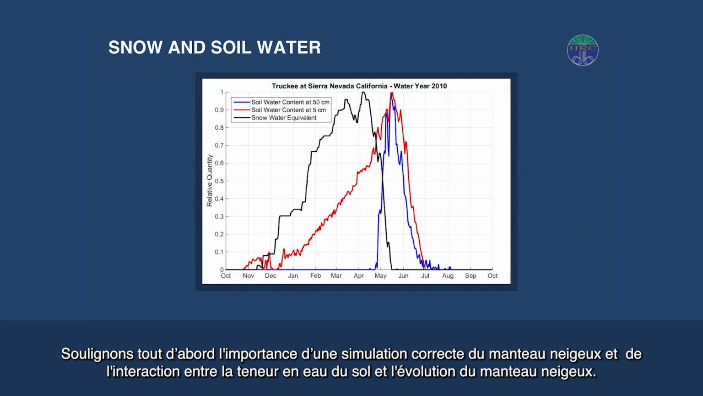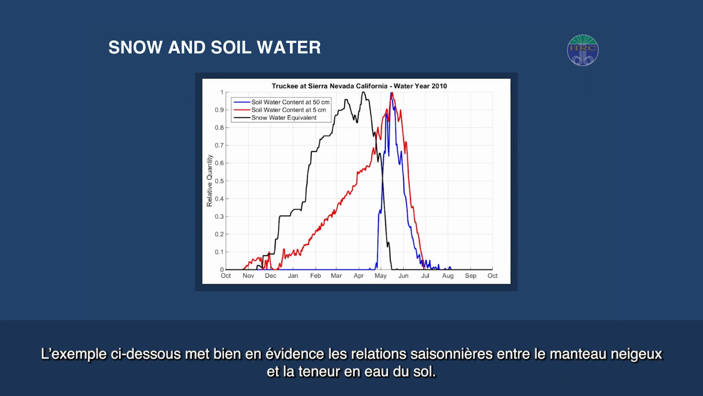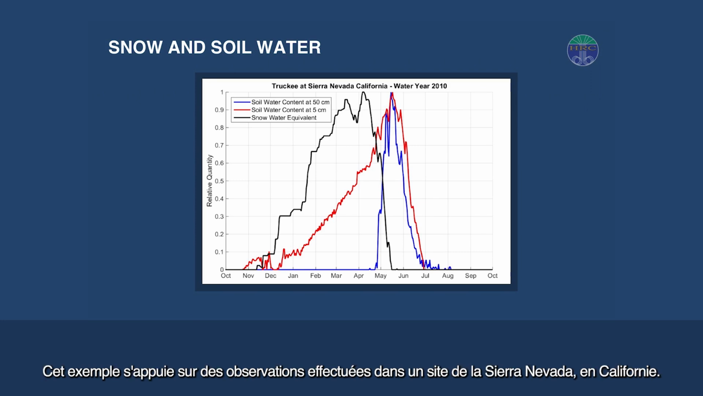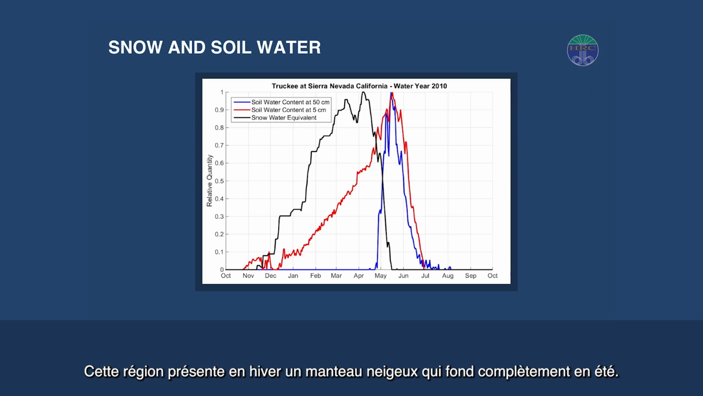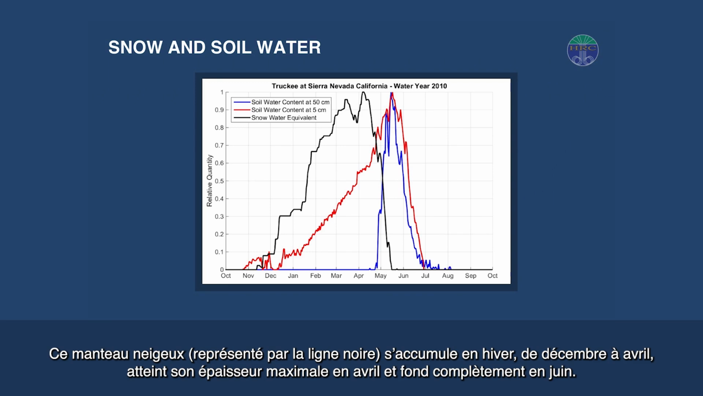Let's start by emphasizing the importance of simulating correctly the snowpack and the interaction between the soil water content and the snowpack evolution. An example of the seasonal relationships between the snowpack and the soil water content is nicely demonstrated in the example below. This example is based on observations taken from a site in the Sierra Nevada, California. This region has a seasonal winter snowpack that completely melts during the summer. The snowpack, indicated by the black line, is accumulated during the winter, December through April, to peak in April and completely melt by June.